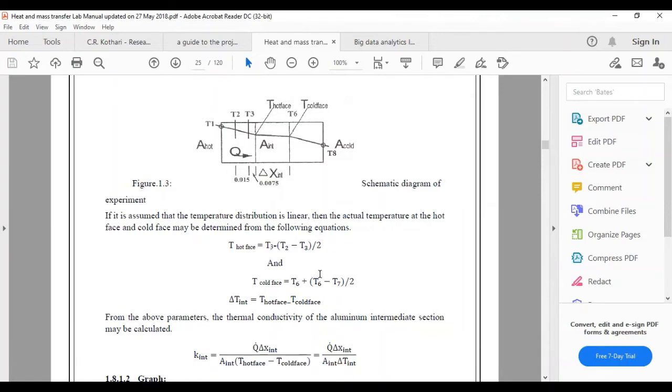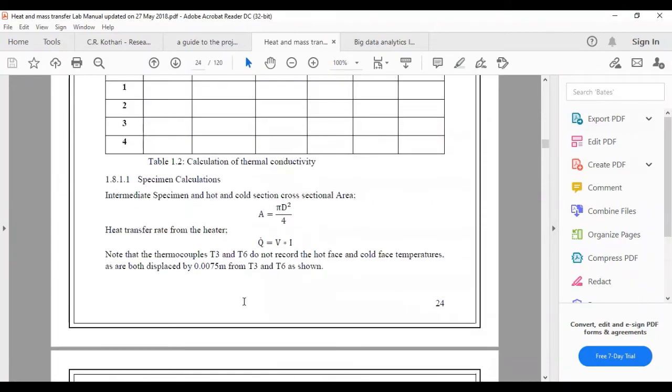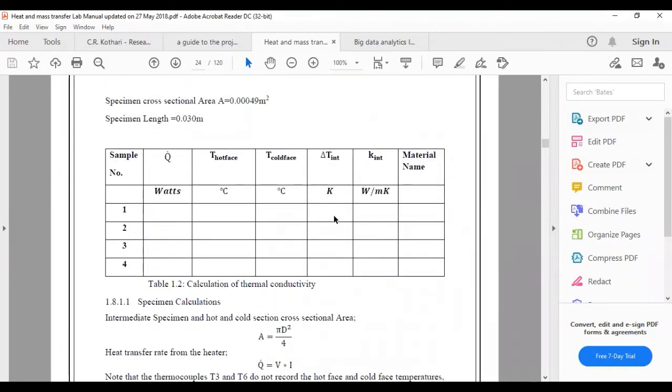We have got these values from the experiment. So we will use these values to calculate the T hot phase and cold phase. And when we take the difference of this T hot phase and cold phase, we will get this delta T. So we will place the value of delta T into this table, and we have four sets of values. So we will calculate four different sets of calculations. We will get the values of Q, T hot phase, cold phase, and delta T.